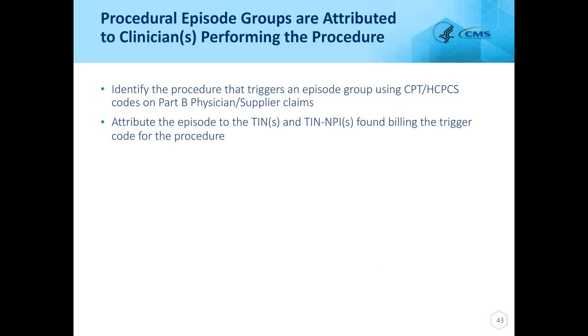So this slide just provides a quick summary of the attribution for procedural episode groups. Basically, we attribute looking at the CPT HCPCS codes on Part B physician supplier claims, and we attribute to the TINs and TIN NPIs billing that trigger code. Next slide, please.